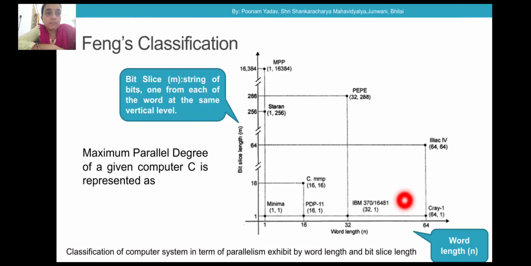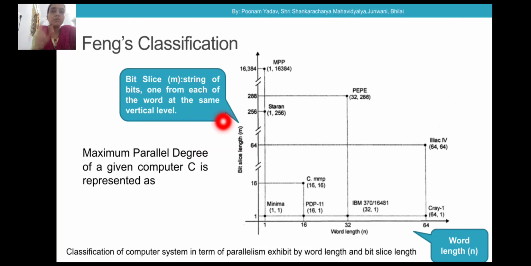The horizontal line is represented by word length n. Okay, and the vertical line is represented by bit slice length. What is a bit slice? A string of bits, one from each of the words at the same vertical level.